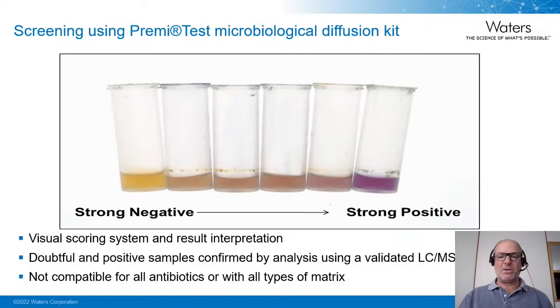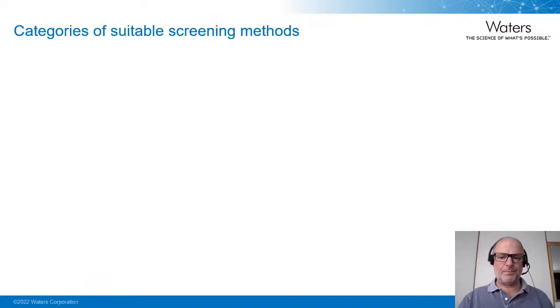So after 2 to 4 hours, depending on the different type of sample, the color is checked. At this point, any samples that have failed to change color are suspected to contain antimicrobial substances, as the growth of the strain has been inhibited. Any suspect positives from this approach would then be confirmed by analysis using a validated LC-MS system. Again, with many of these types of kits, it's important to check the scope because they're not compatible for all antibiotics or all different sample types.